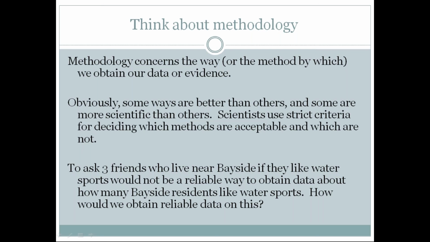But to ask 3 friends who live near Bayside if they like water sports would not be a reliable way to obtain data about the Bayside residents. How would we obtain data on this? Does anyone want to tell me? If you were an actual researcher, how would you obtain reliable data in this situation?